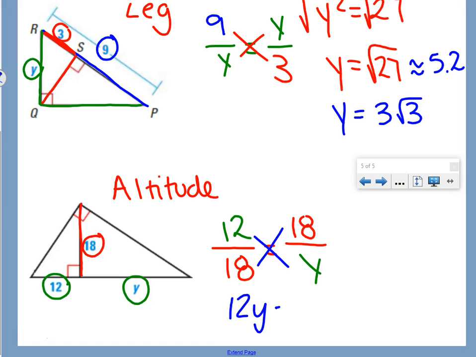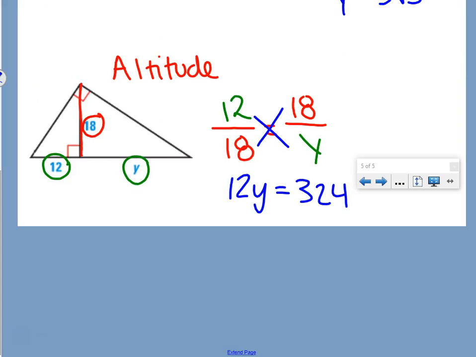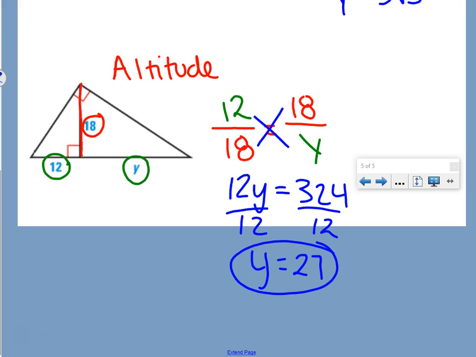12 times y is 12y. 18 times 18 is 324. Divide by 12 on both sides, and y equals 27.